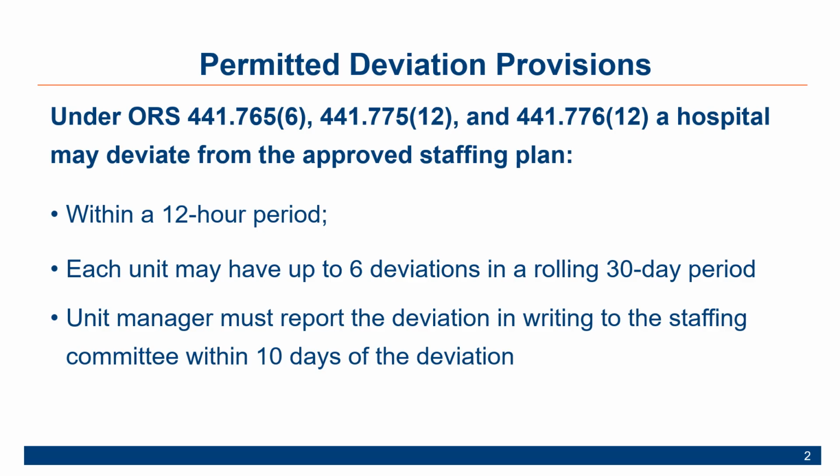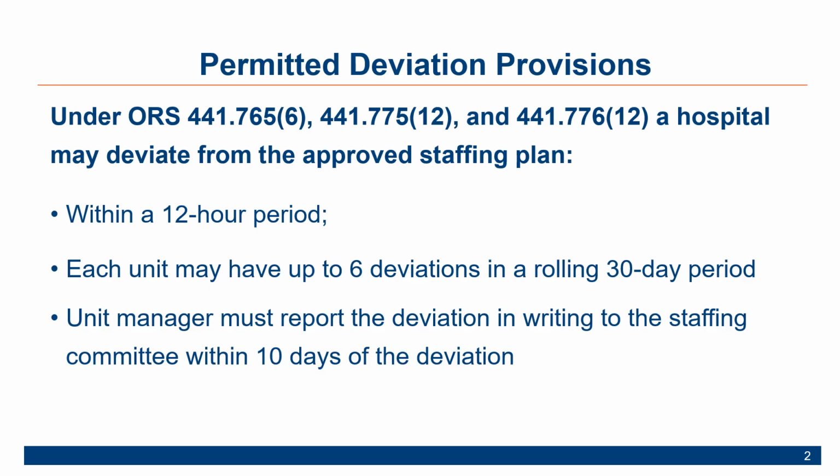A hospital unit may deviate from its approved staffing plan or the statutory ratio up to 6 times within any rolling 30-day period. If the deviations occur and are correctly documented, these deviations are not a violation of the staffing plan or statutory ratio. The unit manager must report each deviation in writing to the appropriate staffing committee within 10 days of the deviation. Failure to report the deviation to the staffing committee means that the hospital cannot count that deviation as a permitted deviation.